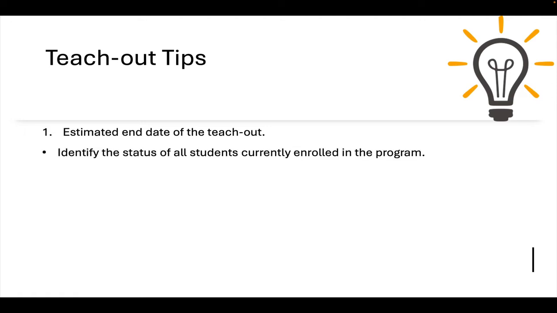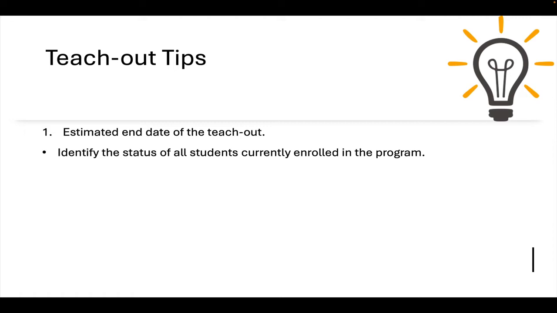Well, how do we determine that? It is best practice, in my opinion, to identify the status of all students currently enrolled in the program. That's going to greatly impact your end date for your teach-out. If all of your students happen to be at the junior level, let's just say you have a program that hadn't attracted any new student enrollments in a couple of years, and all of your students are at the junior level, that's going to be a very different estimated end date than for a program that just finished admitting an entire new cohort of freshman students.